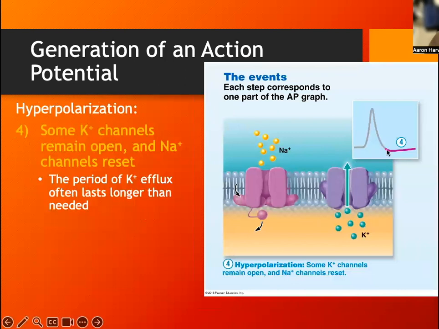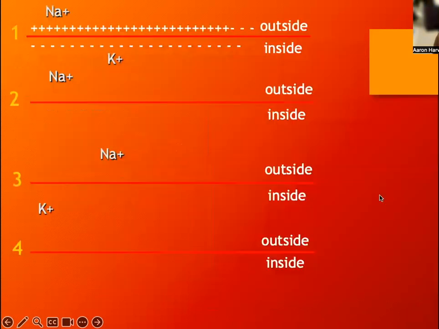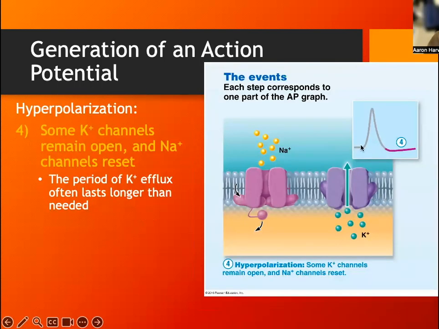So you're reaching a stage called hyperpolarization, where some of the potassium channels remain open and the sodium channels are resetting. So this extra potassium efflux happens longer than is needed and basically takes the membrane potential below resting. Hyper means in excess. So there's a slight period where you're down to about negative 90 instead of the negative 70 that you want, but it does balance itself back out so that you're back to 70 by the time this process occurs again.